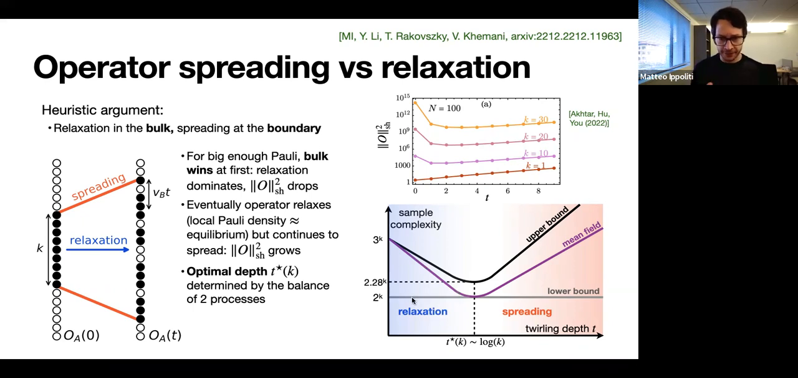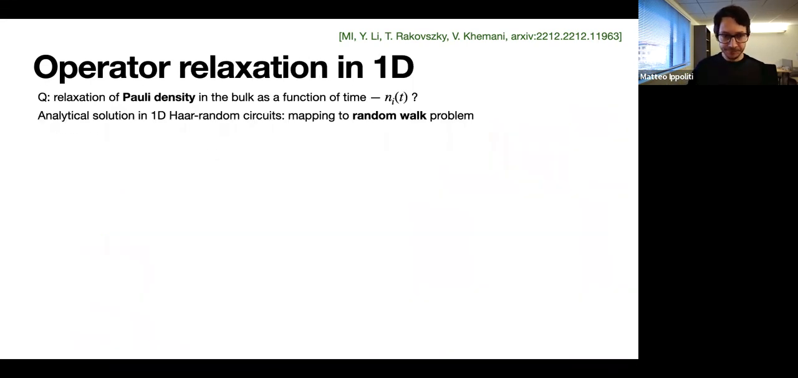And in the next part of the talk, I'm going to go into a little bit of how we essentially solve this process of relaxation in one dimension and how we can derive the scaling of this optimal depth and the associated performance. Okay, so I'm going to focus on systems in one dimension where this is really solvable in a neat kind of simple way, though the broad picture is also applicable to higher dimension.